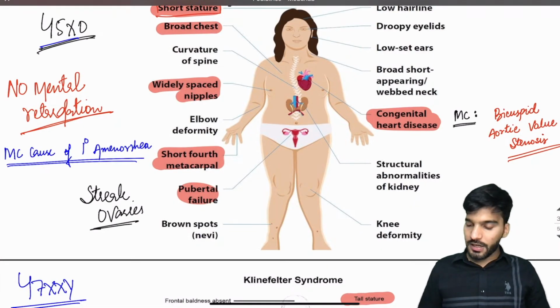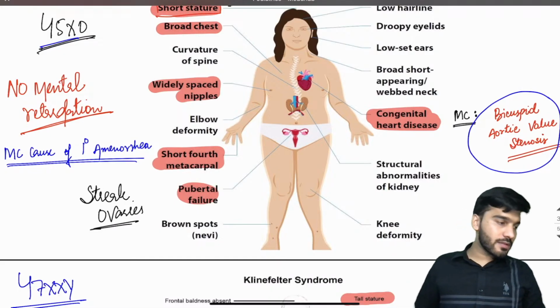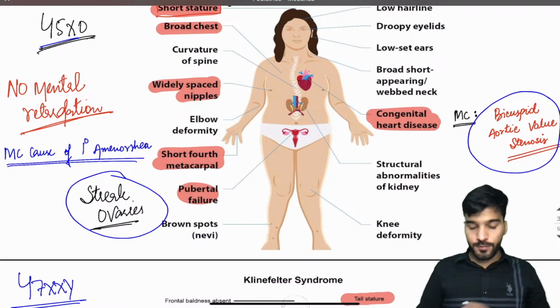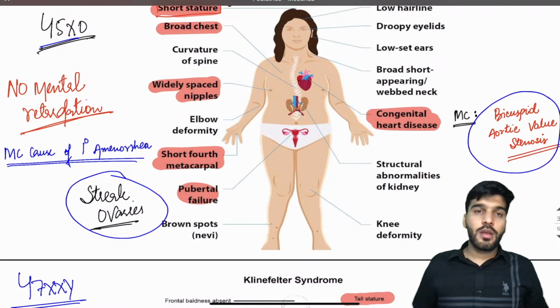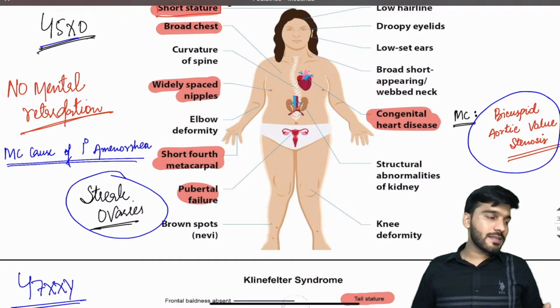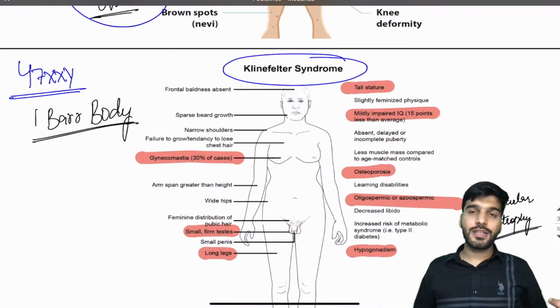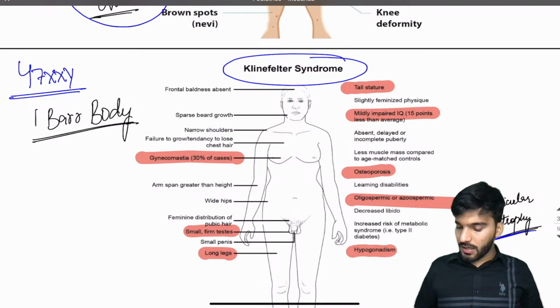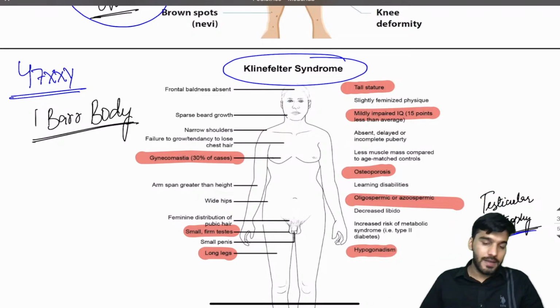Then we discuss about the Turner syndrome, 45XO. There is no mental retardation. The most common congenital heart defect is bicuspid aortic valve. Remember, it's the most common cause of primary amenorrhea, short stature, webbed neck with streak ovaries, okay, and knee deformity. These are all the features of Turner syndrome. Then we discuss about Klinefelter syndrome, tall stature, gynecomastia, azoospermia, okay, hypogonadism, and 1 Barr body, 47XXY.